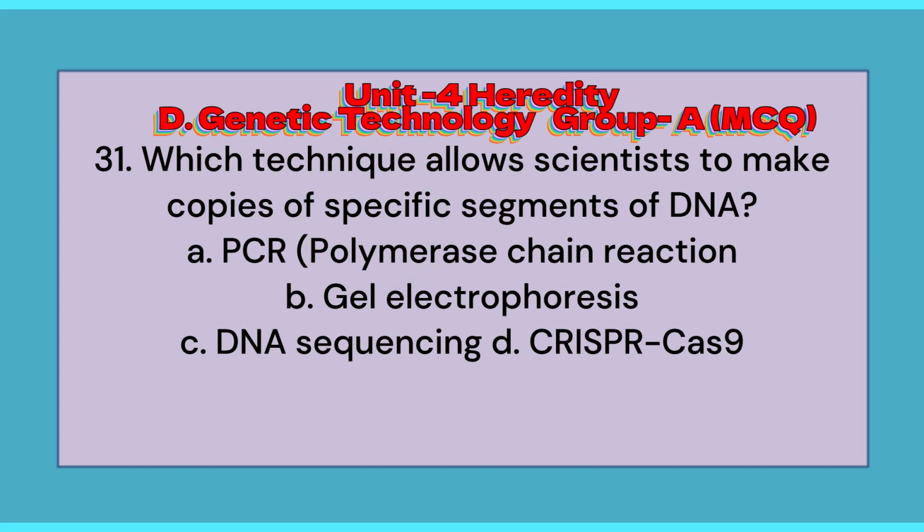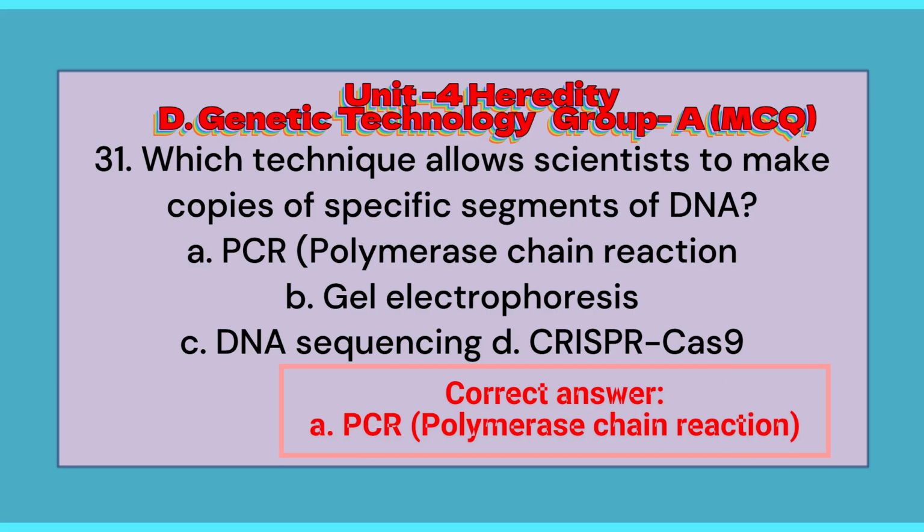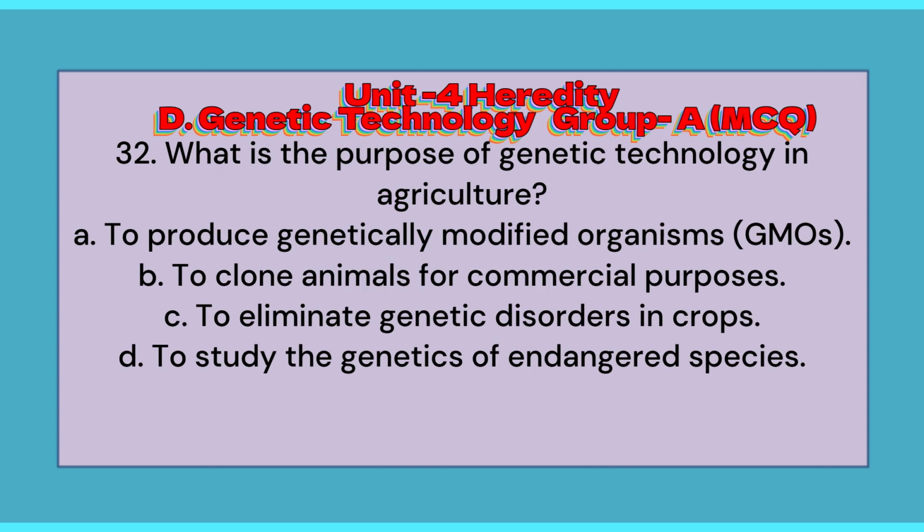31. Which technique allows scientists to make copies of specific segments of DNA? A. PCR, polymerase chain reaction. B. Gel electrophoresis. C. DNA sequencing. D. CRISPR-Cas9. Correct answer: A. PCR, polymerase chain reaction.